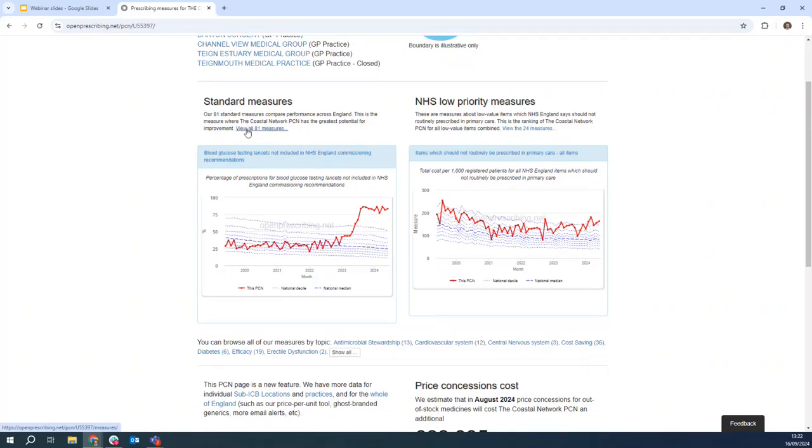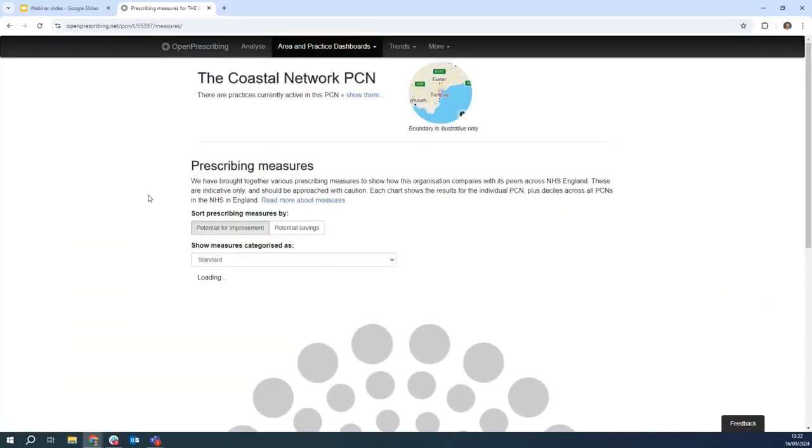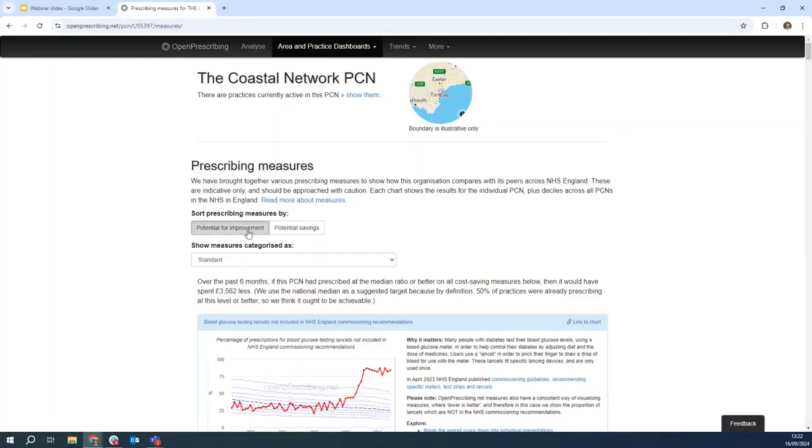So we can click through. There's this button here, it says view all 81 measures, and I would suggest this is where you start when you're looking at your own PCN or your own practice. So you can click through here. These are the 81 different measures that we have in place at the moment. We're changing them around quite often, so there are new ones being added, and some being taken away or updated constantly.